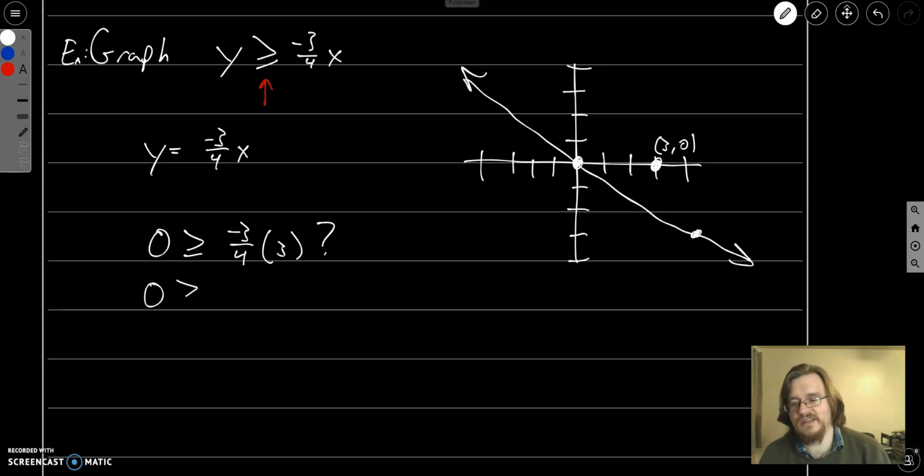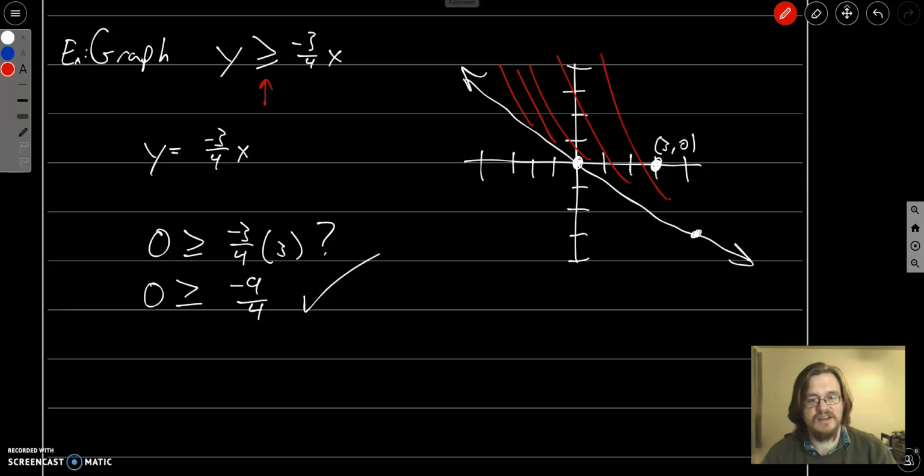So the left-hand side, we don't have to do anything. -3/4 times 3, well, that's -9/4. This is a negative number. 0, and all negative numbers are less than 0. So this is in fact true. So the side that I will shade will be this side up here.